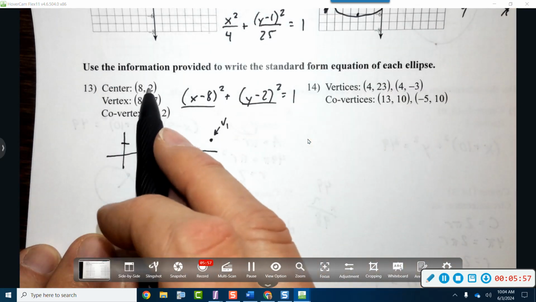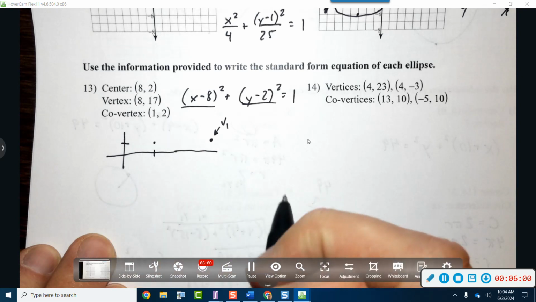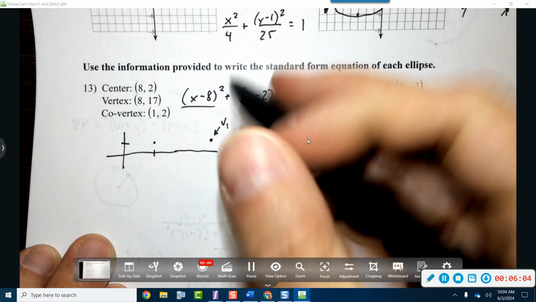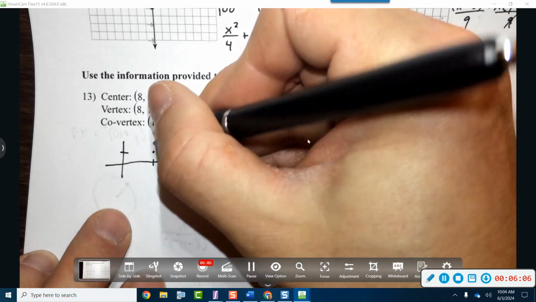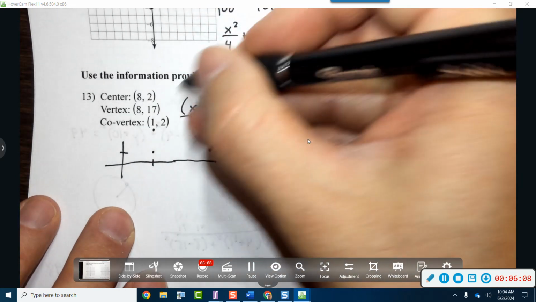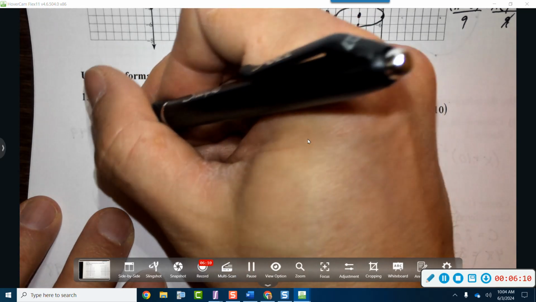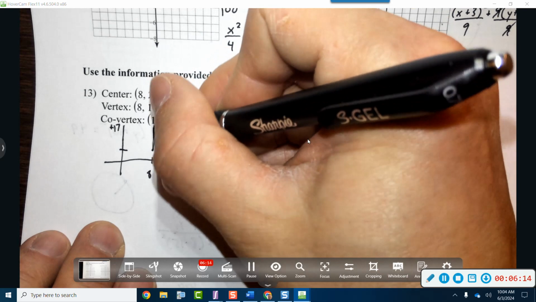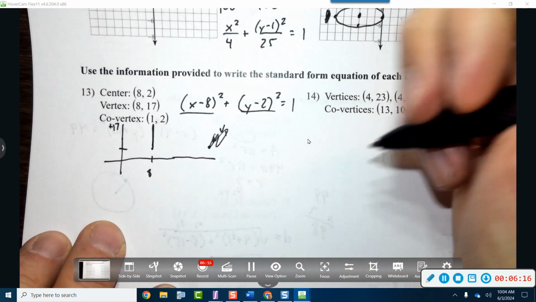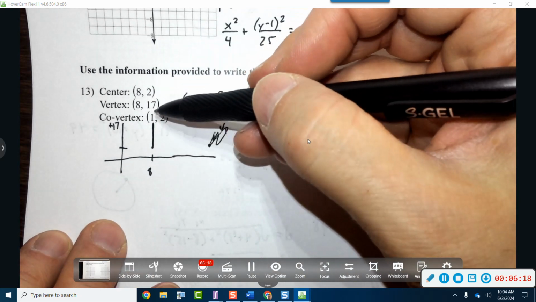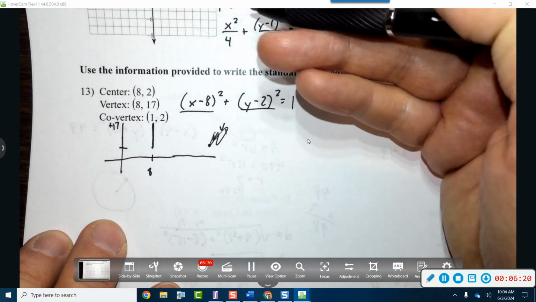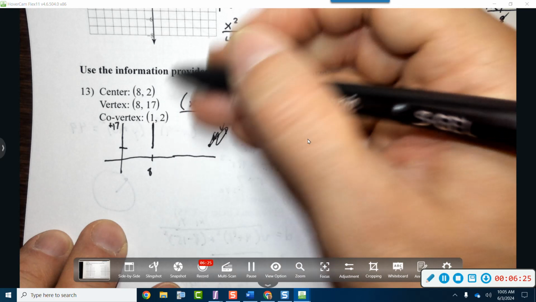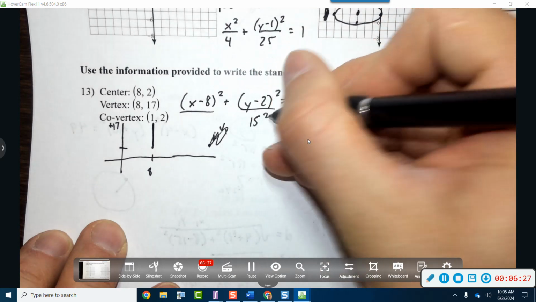That distance is from... Do I have this drawn wrong? Yes, I do. It's the other way. Should be 8, 17 up here. Okay, so that's 8, and then 17 is over here. That's positive 17. So I want this distance. Okay. So from 2 to 17 is 15. So this means that underneath this guy, this is a vertical. That's going to be 15 squared.